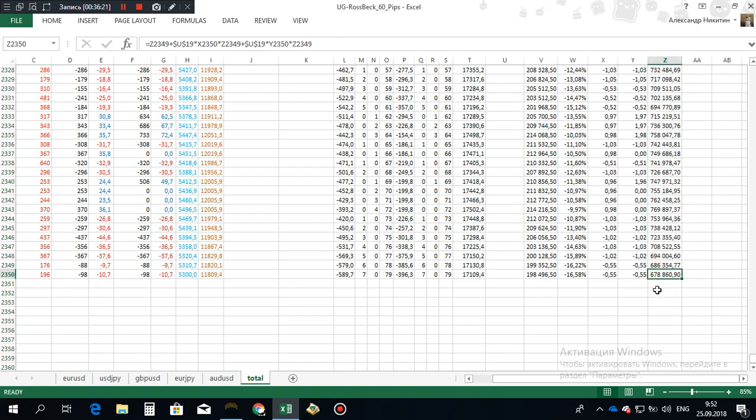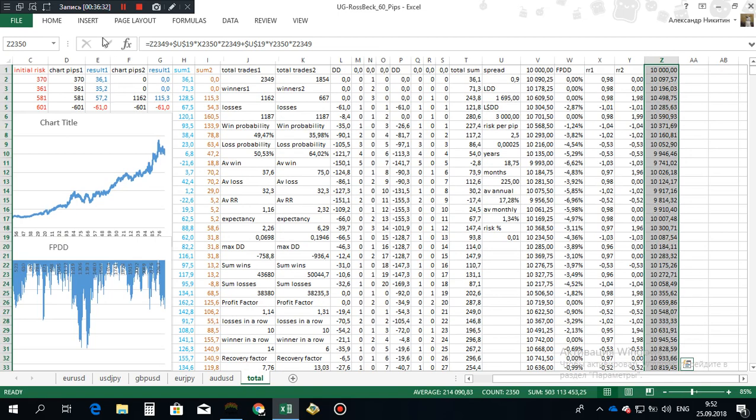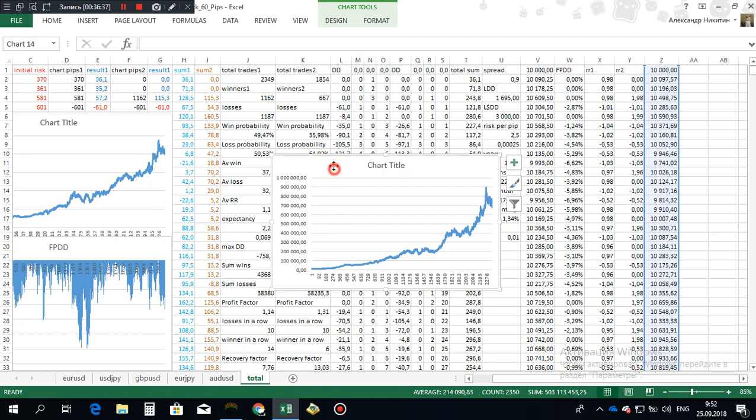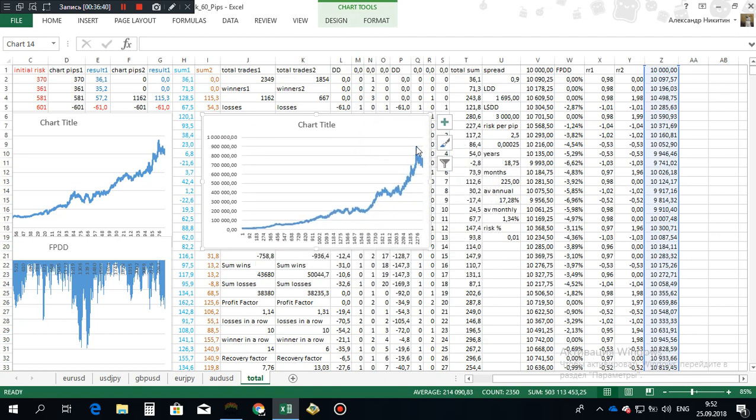In the end, we generated 678,000. Let's create a graph to have a visual representation of that. So you see that it was 900k, and at some time it was 900k, and of course we can have that large outcome, we can have that large profits, but what was our drawdown?